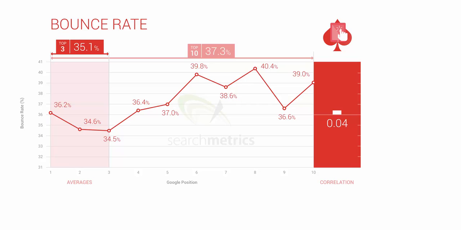In this graph, you can see that the top 3 search results have an average bounce rate of just 35%, which is not so easy to attain. The overall average of top 10 search results is 37%, and the difference is very meager, that is just 2%, and that's why the correlation is very low, that is 4% or 0.04.